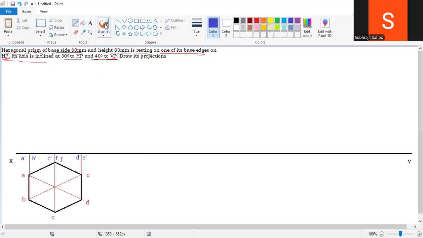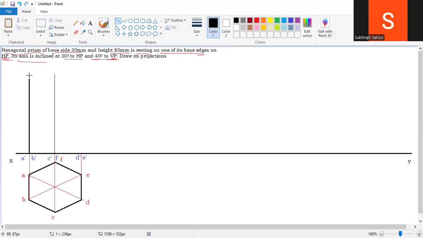So what I will do, sir, here you extend the axis. Axis should be a light line, a dotted line. So here I'm extending the axis. Up to what distance? 80 mm. Right. Then we extend the AB side.